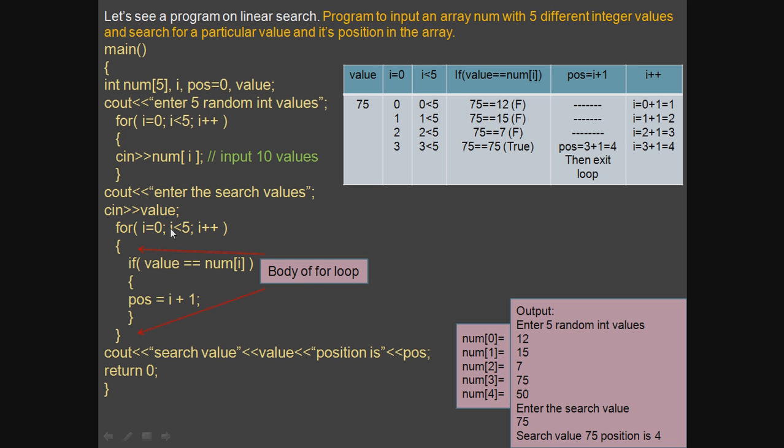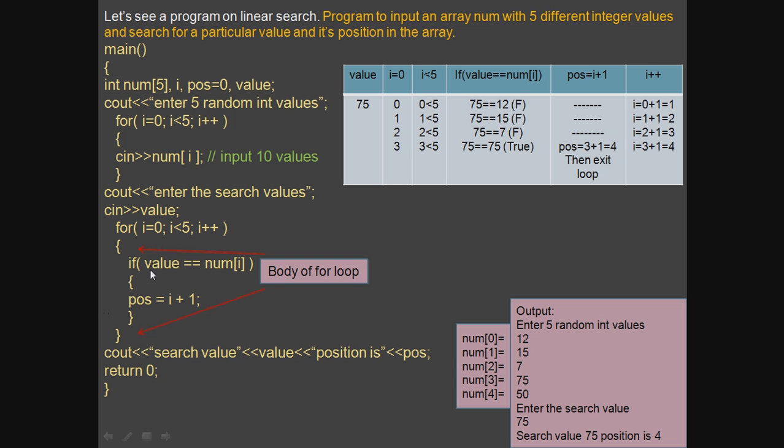We have to compare that value with each of the data values assigned in the array elements. For that purpose the for loop is again used. Inside the body of the for loop, if value, which here is 75, equals, using the relational operator, a comparison is being made. Is the left expression equal to the right expression? If it is true, then the body of the if block will be executed.